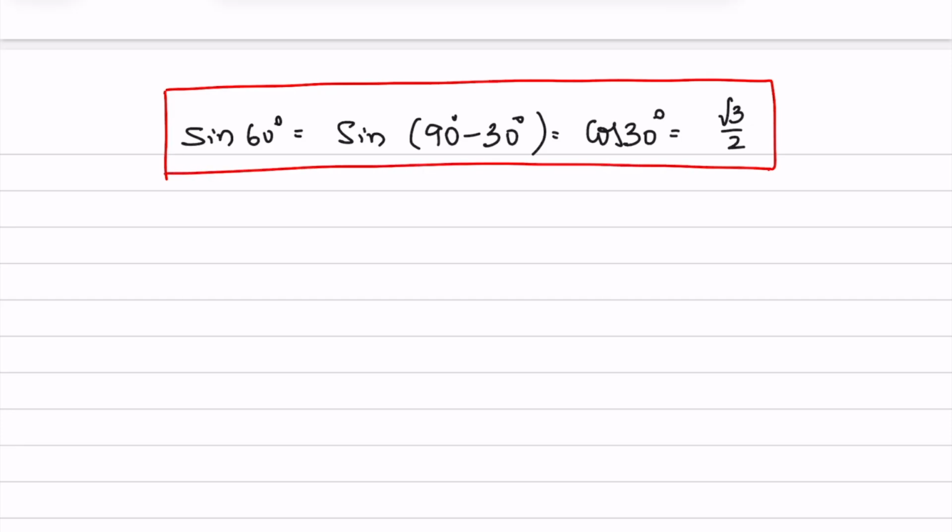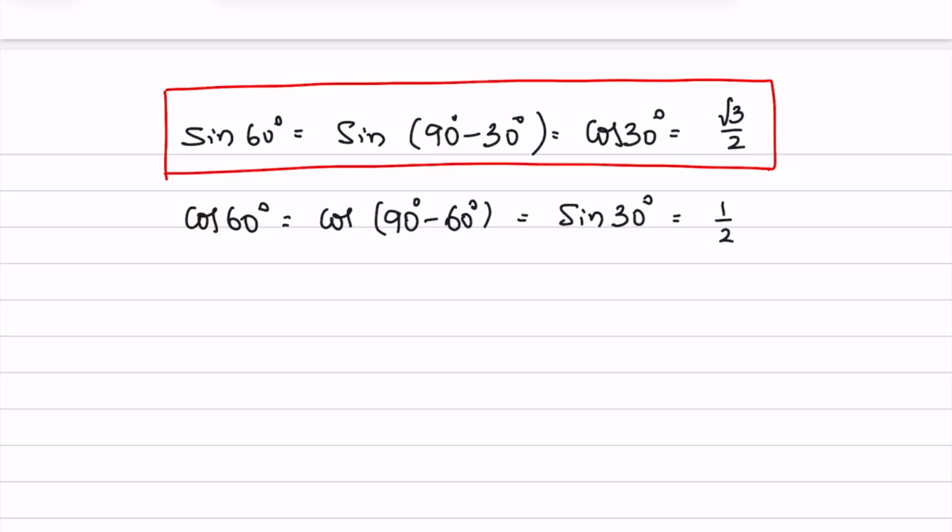Next, cos 60 is equal to cos of 90 minus 30. Cos 90 minus 60, sorry, not 30. It is theta is 60. Cos 90 minus theta is equal to sin 30. That is equal to 1 by 2.